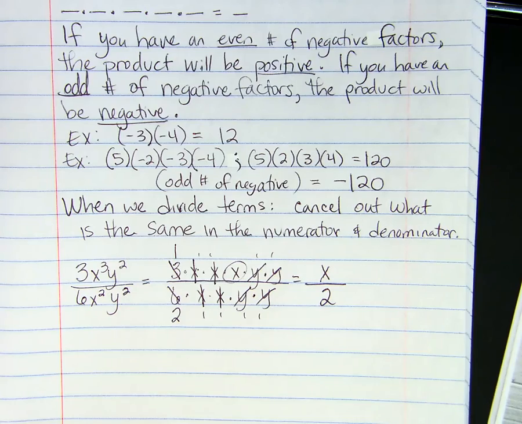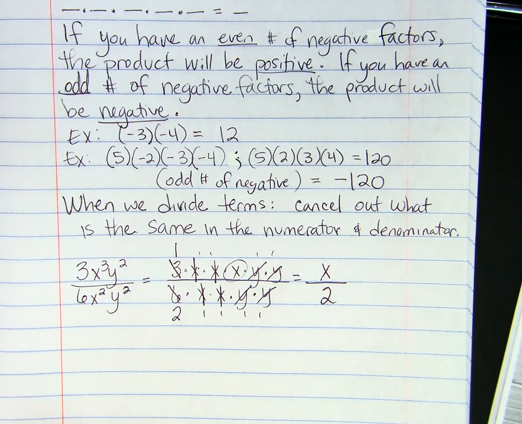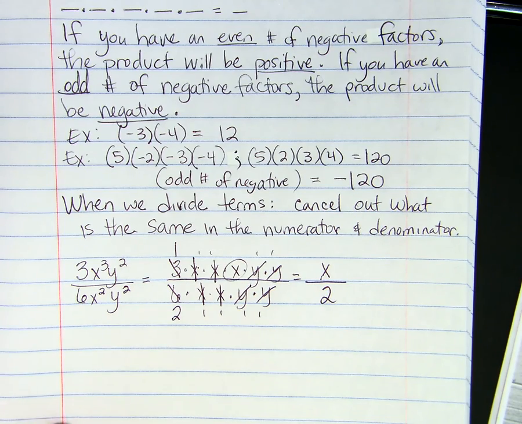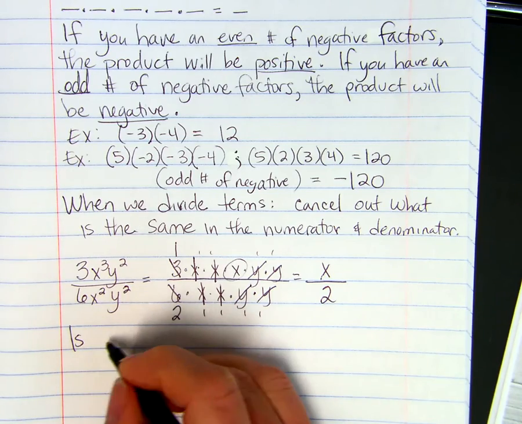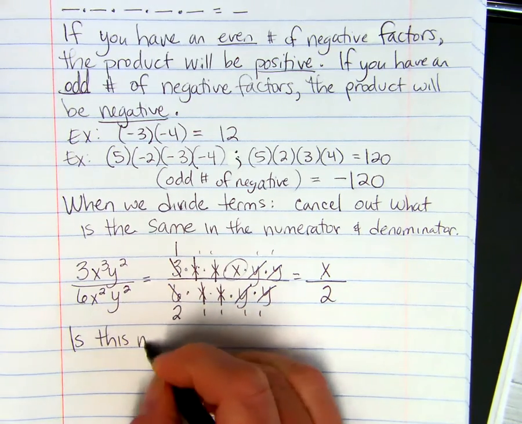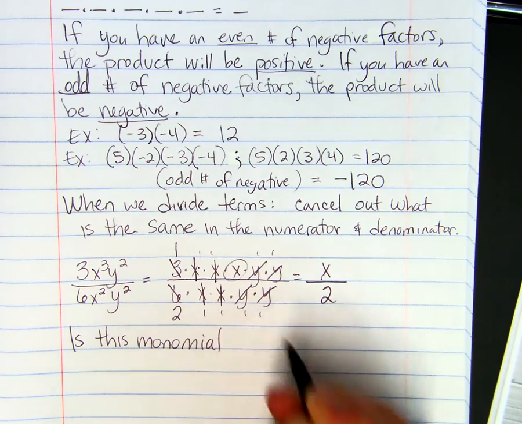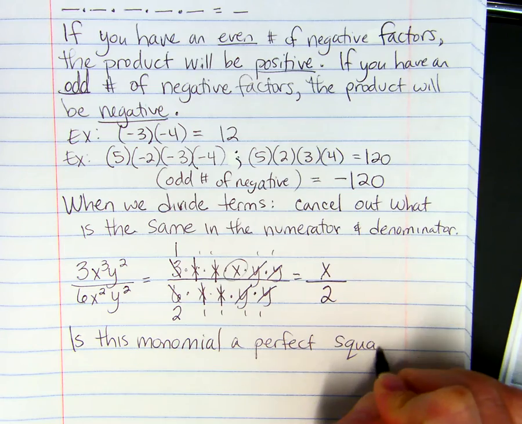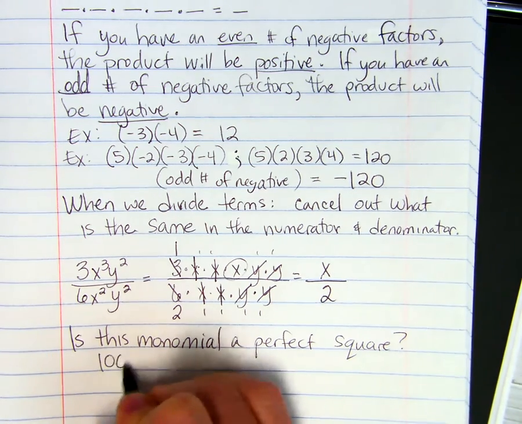When we look for perfect squares, do you remember when we talked about perfect squares and we listed all of them? Like 1, 4, 9, 16, 25, 36, 49. We look for a perfect square number, and then we look for even exponents on our variables. So here's an example of a question you might see. Is this monomial a perfect square? And this is one we're looking at.